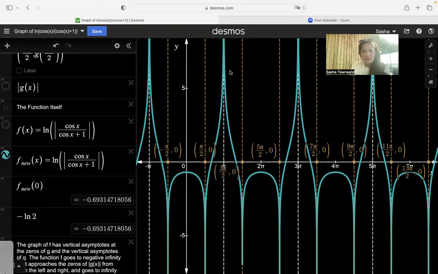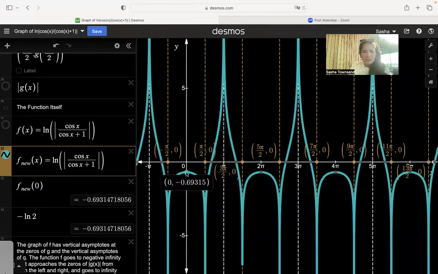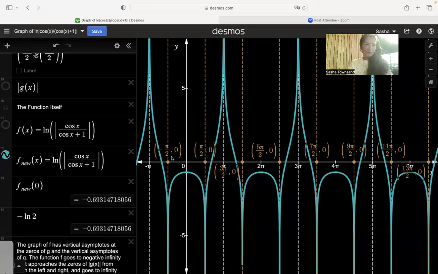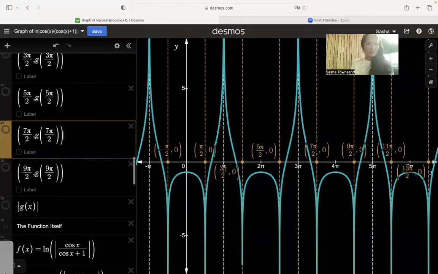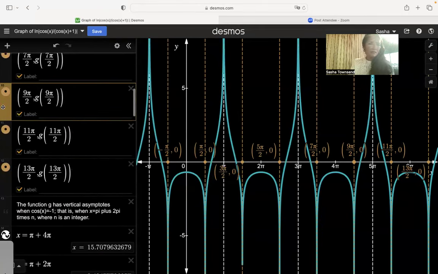The function is going to positive infinity at all the odd multiples of pi. It goes to negative infinity at the odd multiples of pi over 2. It's equal to negative natural log of 2 at 0, 2 pi, 4 pi, 6 pi, and so on. So that is our function. And we still have those points plotted. Those were the zeros of the absolute value of g of x. We don't really need those anymore. So I will ask Desmos to stop plotting them now.